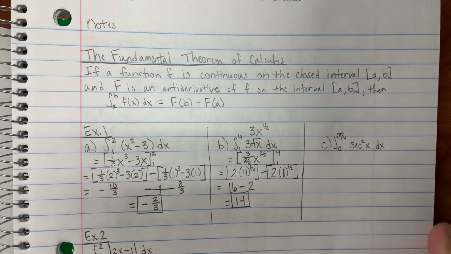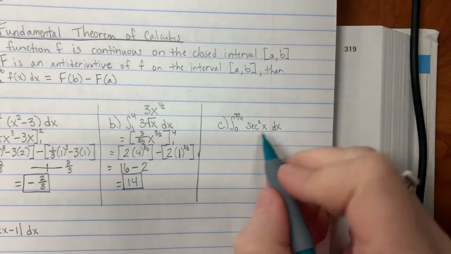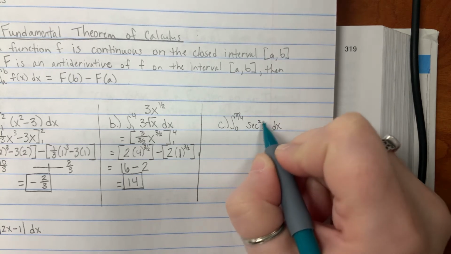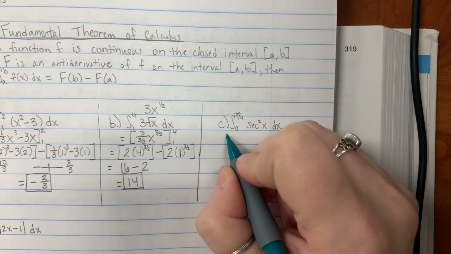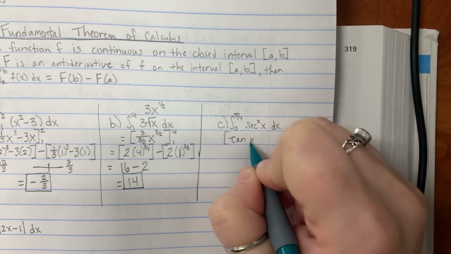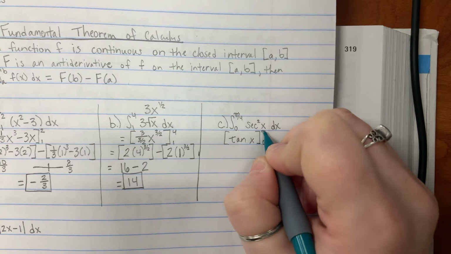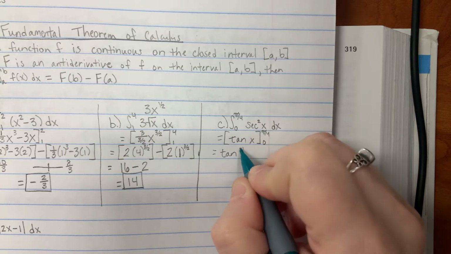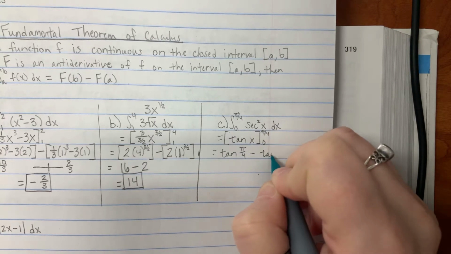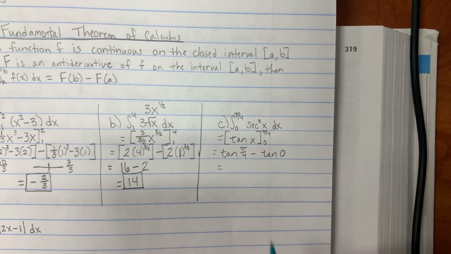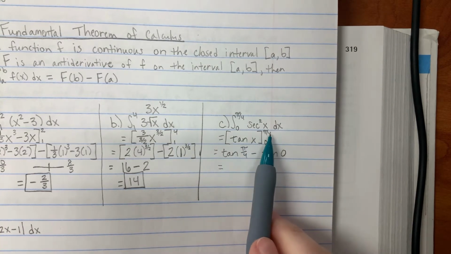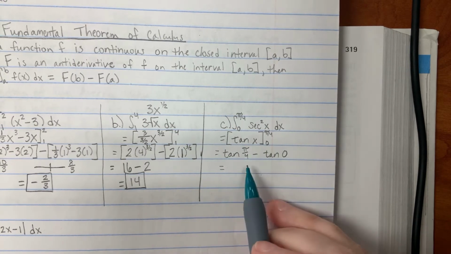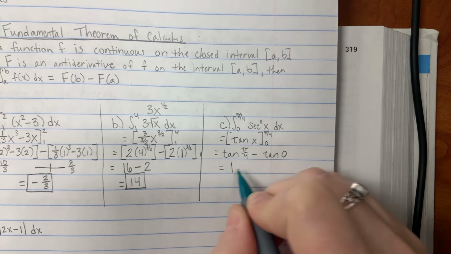All right, then let's do this last one here. So now we've got a trig function to deal with. This trig function, when I take the integral of secant squared, I get tangent. So this is really the tangent of x from 0 to pi over 4. So that means I have the tangent of pi over 4 minus the tangent of 0. So again, I'm taking my integral, and then I'm plugging in b, and then I'm plugging in a, and then I'm subtracting those two. All right, so the tangent of pi over 4 is 1, and the tangent of 0 is 0.